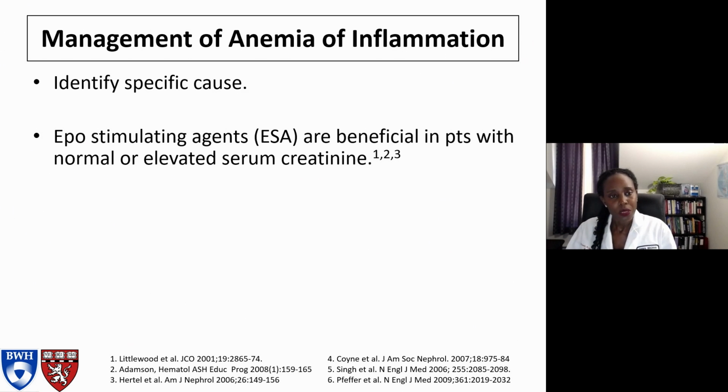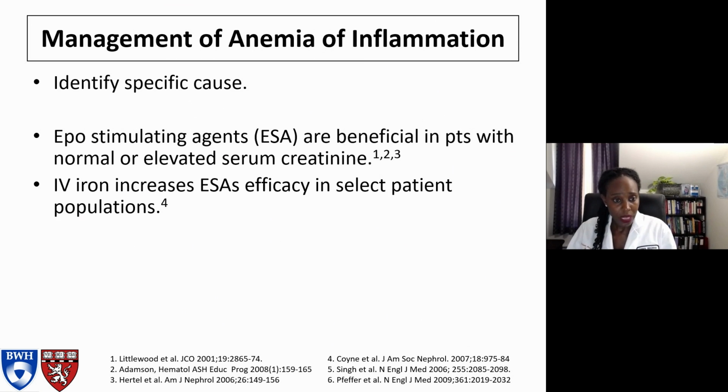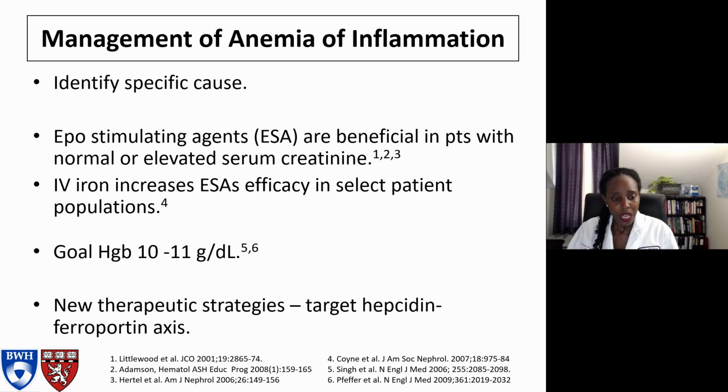Anemia of inflammation, as you would imagine, the management is defined by identifying and treating the cause, but certainly that's not always that simple to do. ESAs are beneficial in patients, even patients with a normal creatinine. Intravenous iron increases the efficacy of ESAs. And the goal using EPO-stimulating agents is a hemoglobin of 10 to 12 and no higher. There are new therapeutic strategies being investigated that target the hepcidin-ferroportin axis, but they are not in clinical use yet.